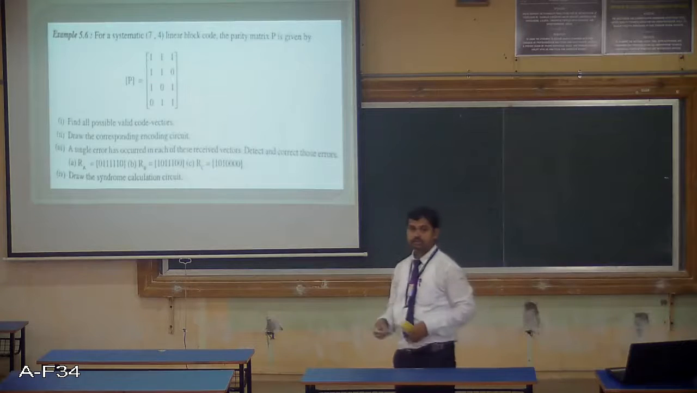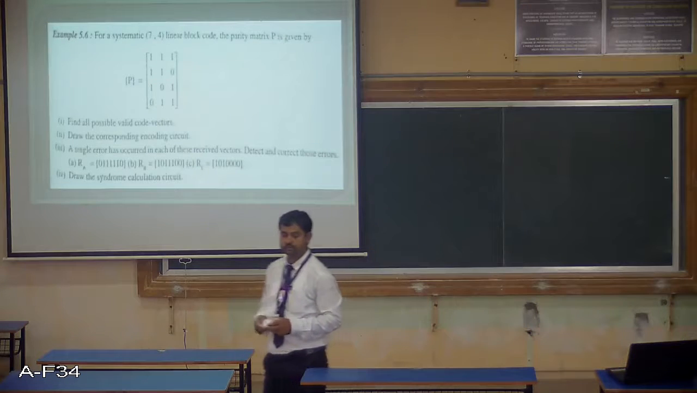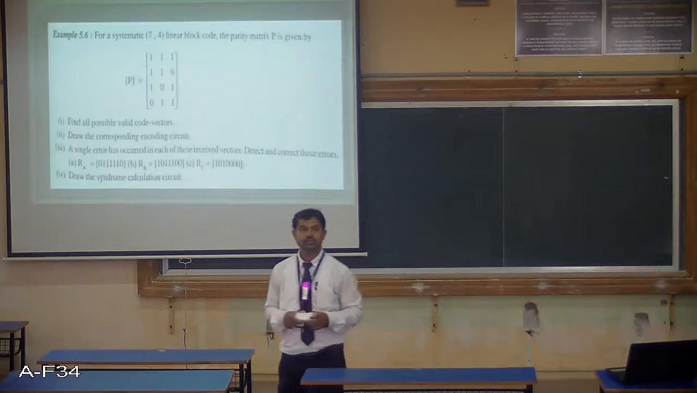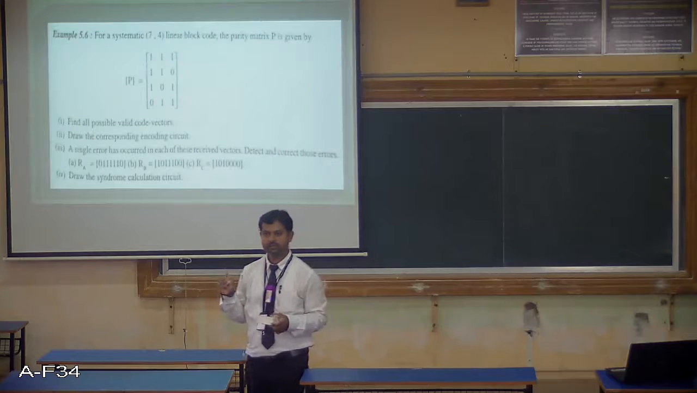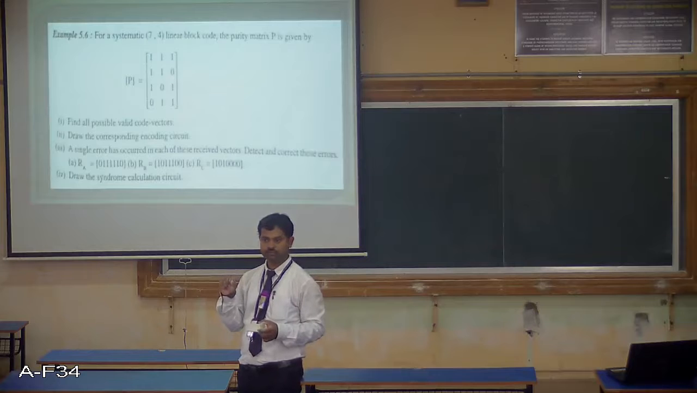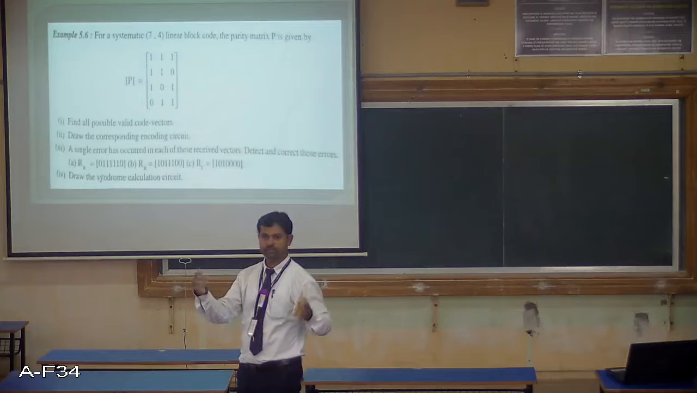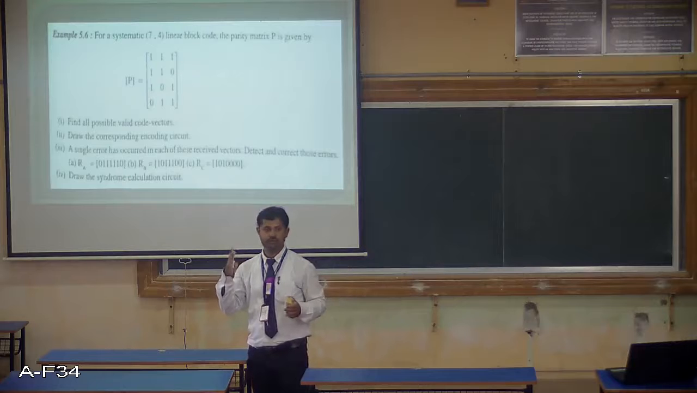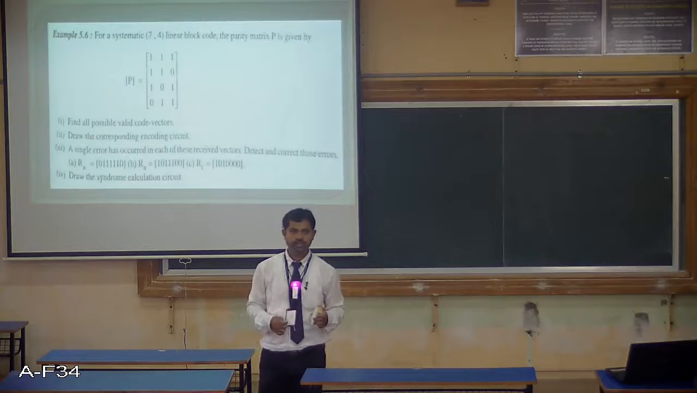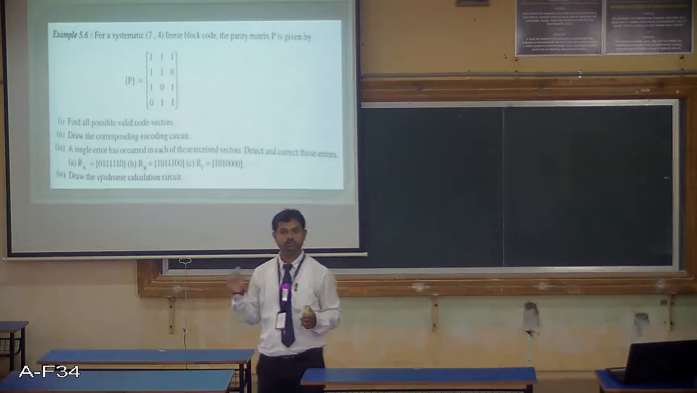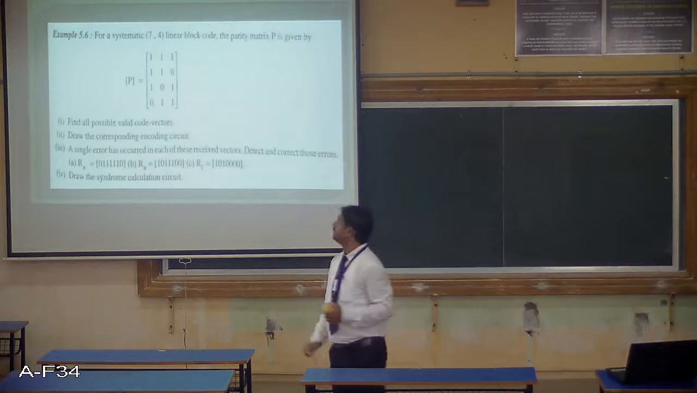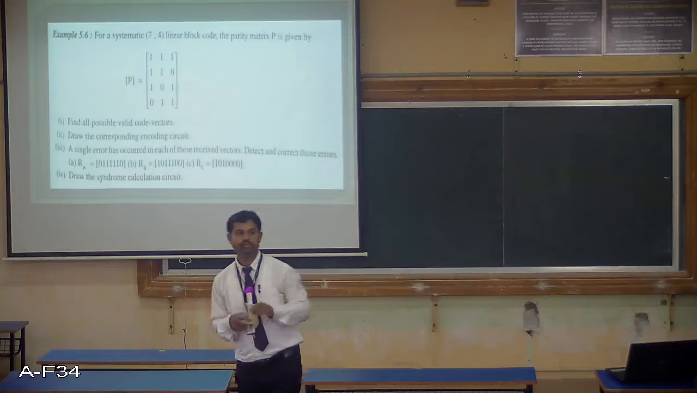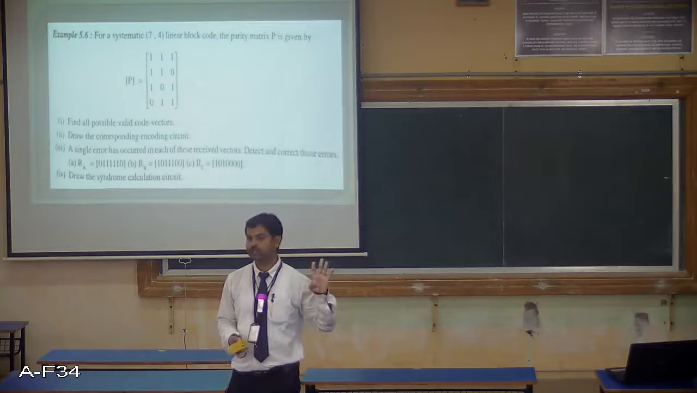This is one problem. You just try out this. This is an n comma k linear block code of order 7 comma 4, where the length of the code word is 7, and the length of the information bit is 4 bits. Such a code we call an n comma k, that is 7 comma 4 code. And the parity matrix is given. You need to find out all the code vectors.